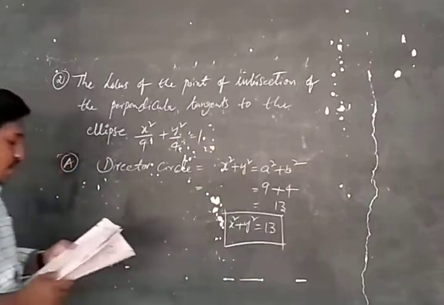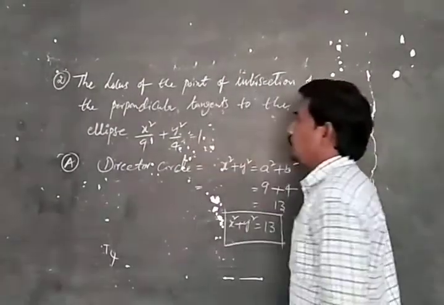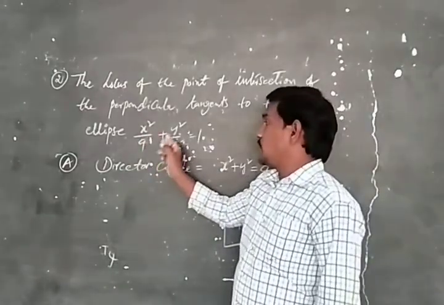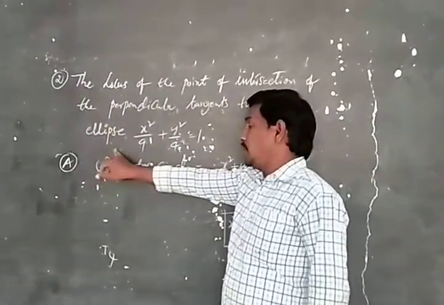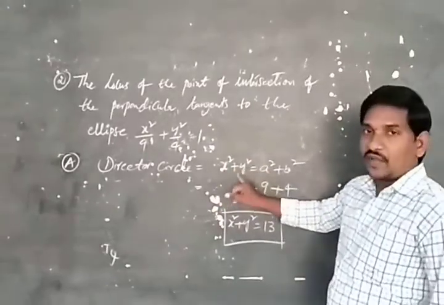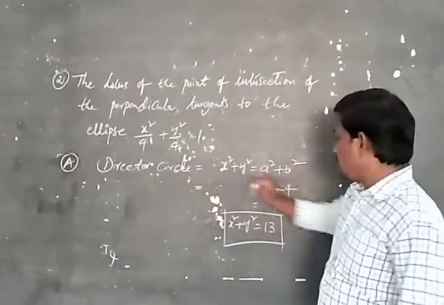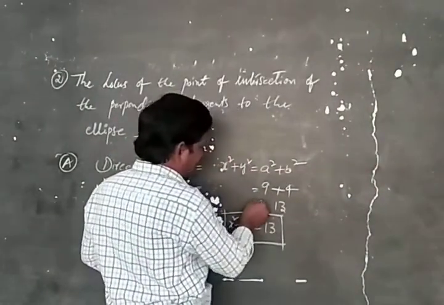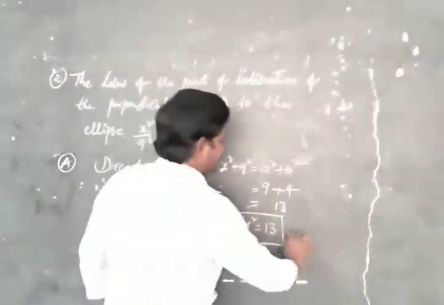This is the locus of the point. So the locus of the point of intersection of the two perpendicular tangents to the ellipse x square by 9 plus y square by 4 equal to 1, this is the director circle we have already discussed. The director circle of an ellipse is x square plus y square equal to a square plus b square. So a square means 9, b square means 4. So x square plus y square equal to 13. Write down.